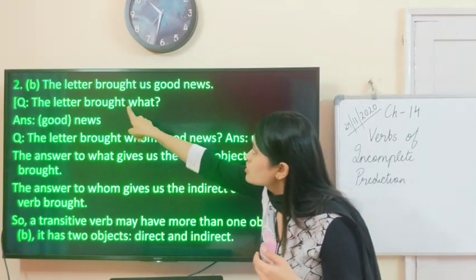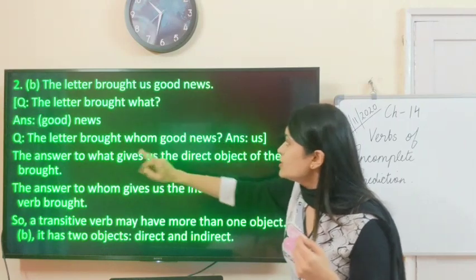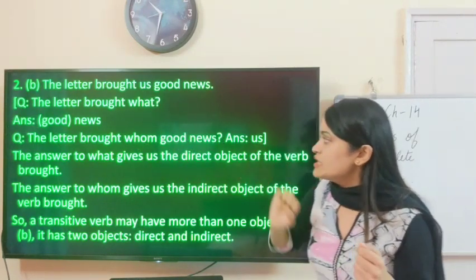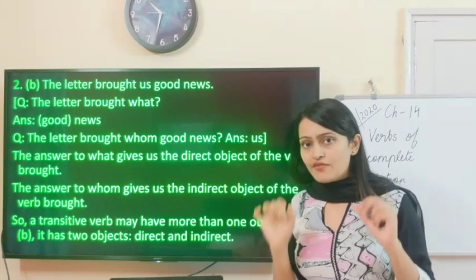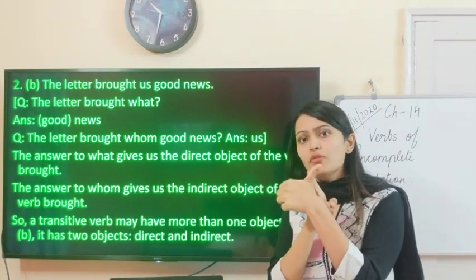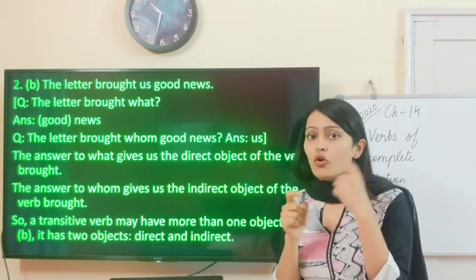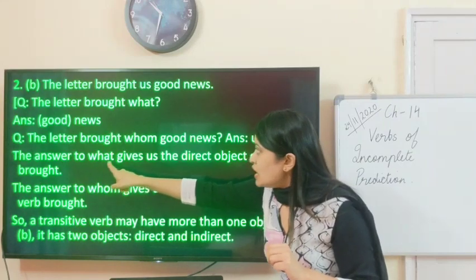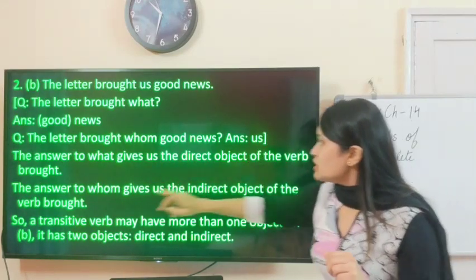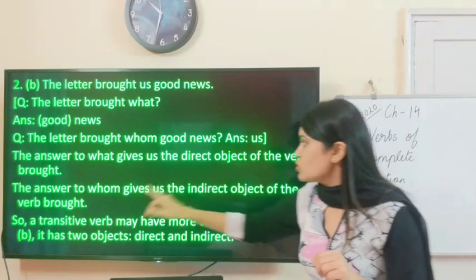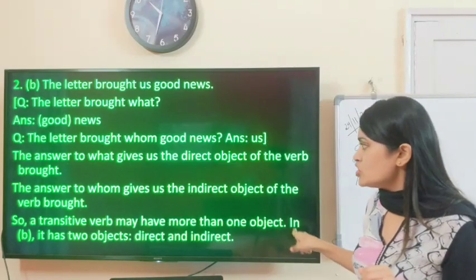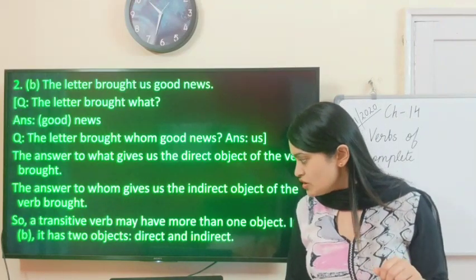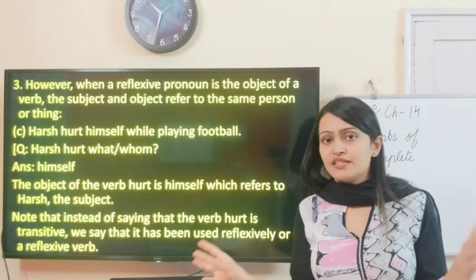So the direct object will be the answer to the question what, and the indirect object will be the answer to the question whom. So us will become the indirect object. Clear children? We have covered right now the revision of transitive verb. Transitive verb having object, indirect or direct, right? The answer to what gives us the direct object, the answer to whom gives us the indirect object. So a transitive verb may have more than one object. In this case, it has two objects. Okay children? Very simple children. Transitive verbs, whenever there is an object.